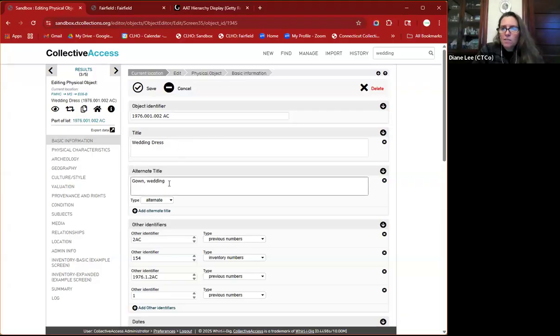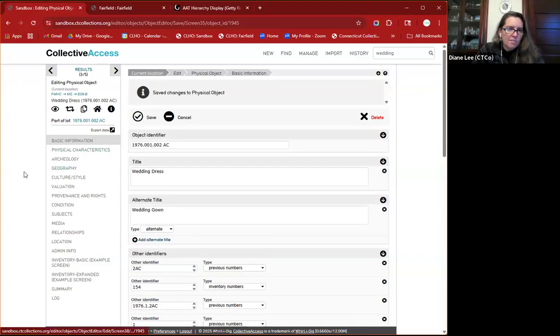Oh, this is a good example of the nomenclature kind of thing. Not many people are just looking to see how many wedding dresses Fairfield has. They're not going to search by gown, comma, wedding. They're going to put in wedding dress. I am, however, going to change this to wedding gown for people who might search for wedding gown, because it is a good alternate name for something. Where is that?